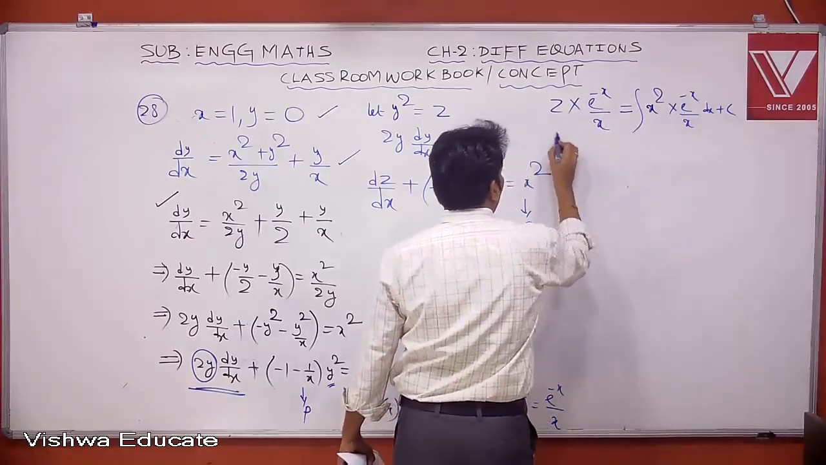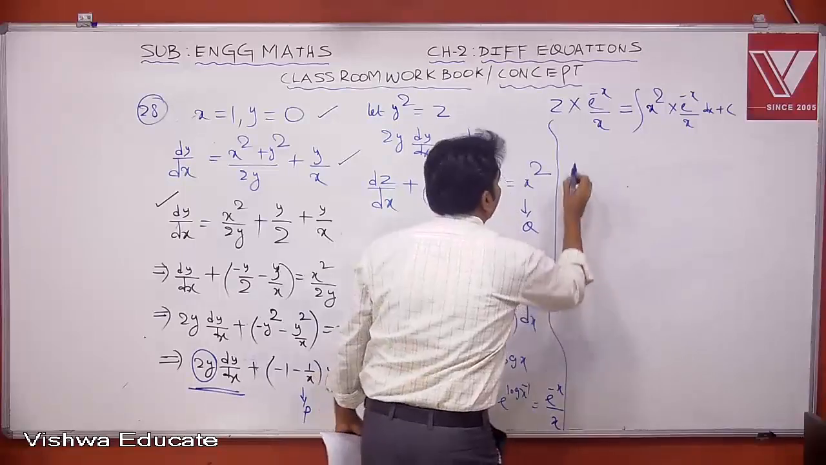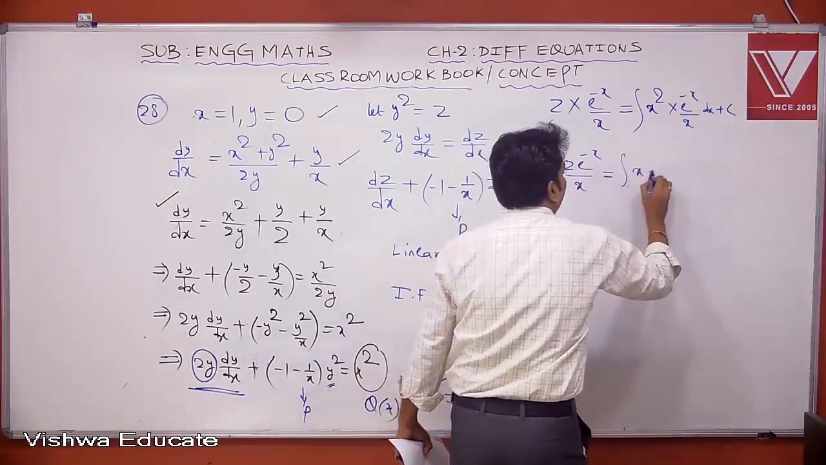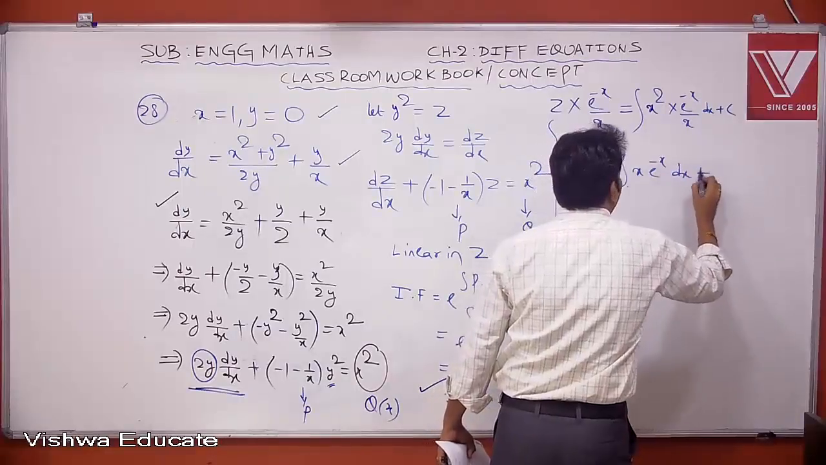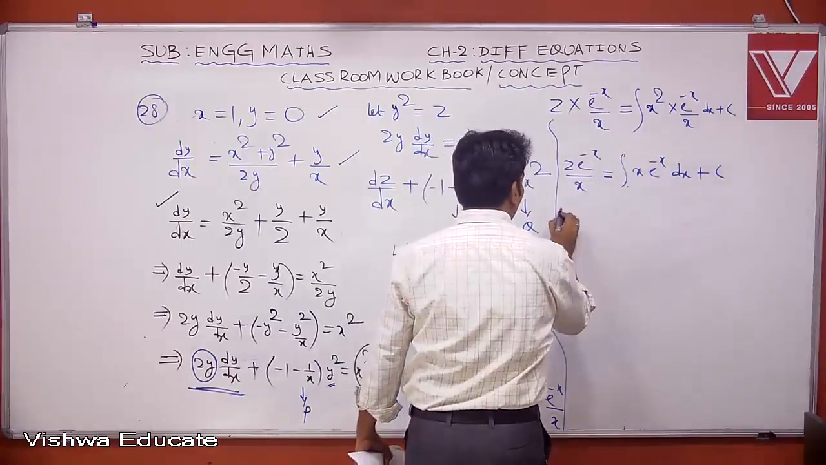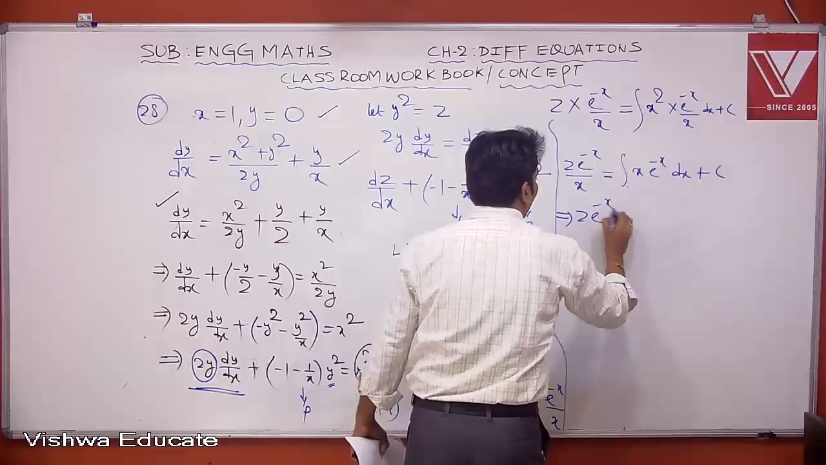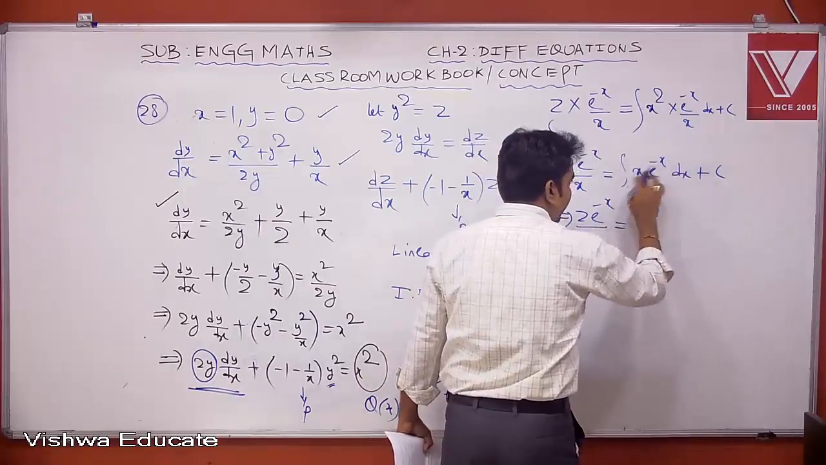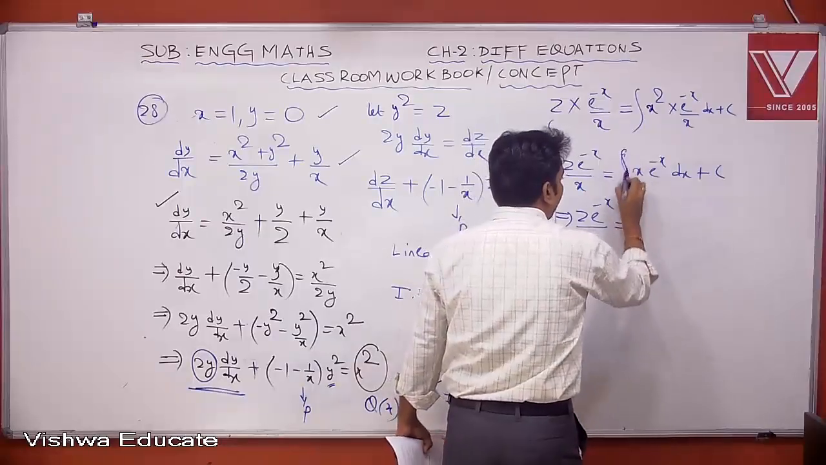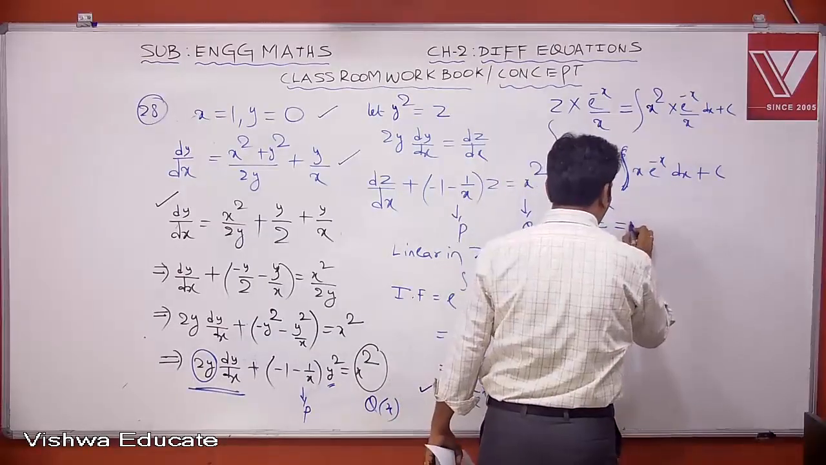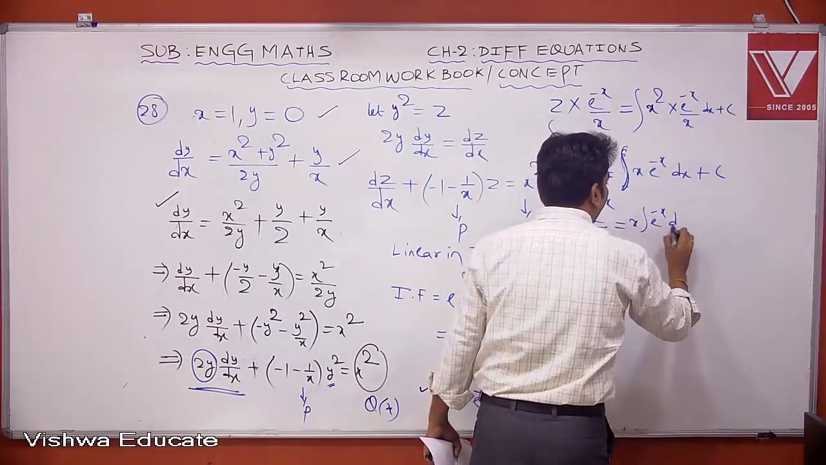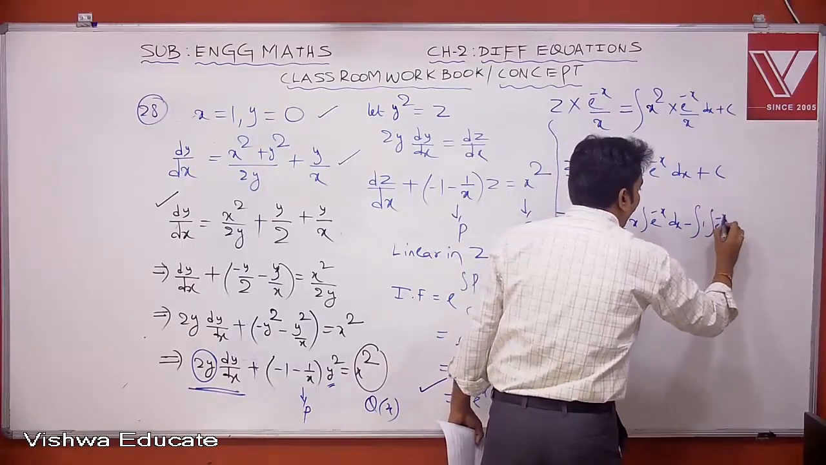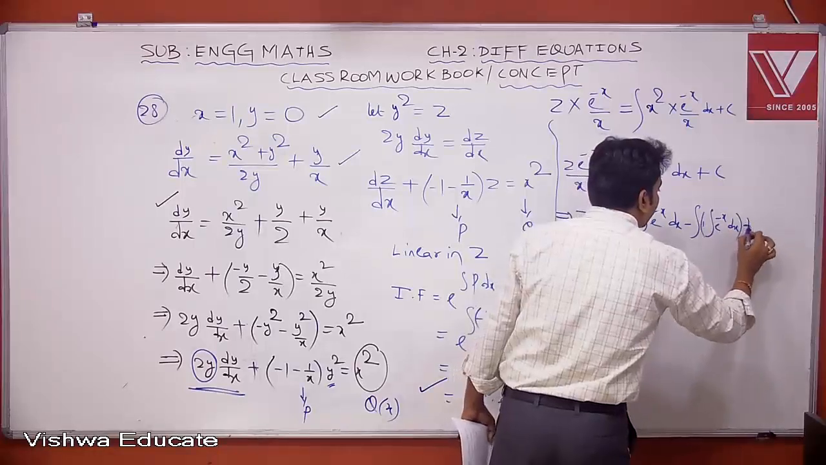So therefore this implies z into e power minus x by x equal to integral x into e power minus x dx plus c. Now let us try to solve this by integrating by parts. In this case, what I do is x into integral e power minus x dx minus integral of derivative of x, which is 1, into integral e power minus x dx, whole dx.